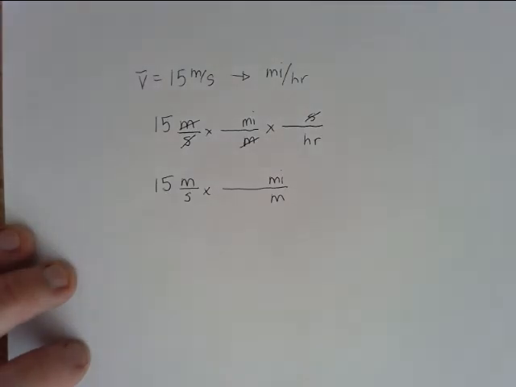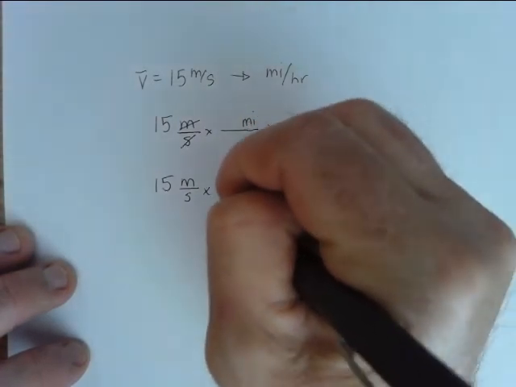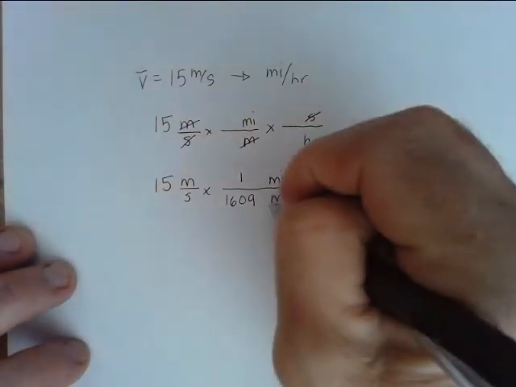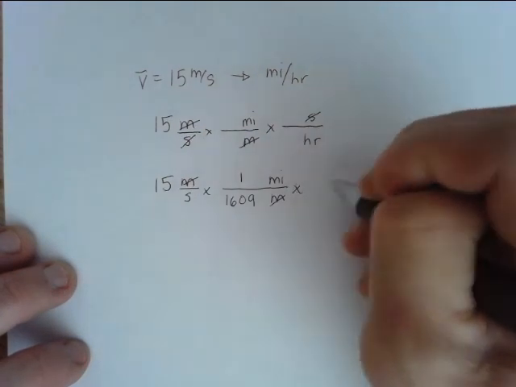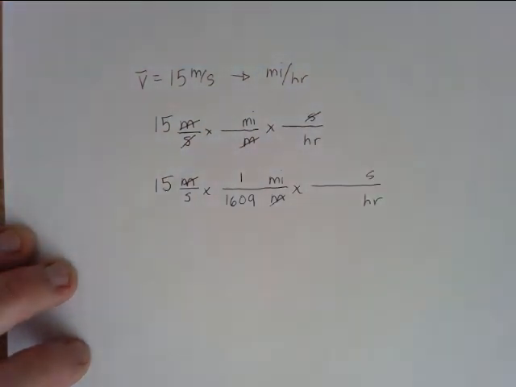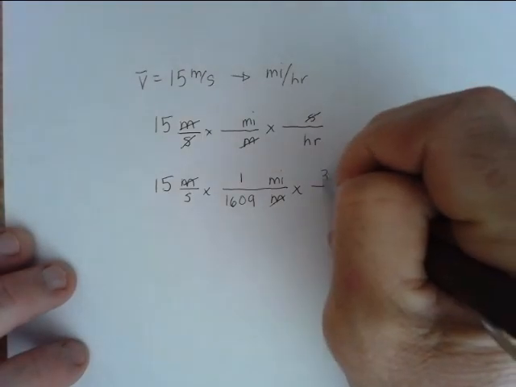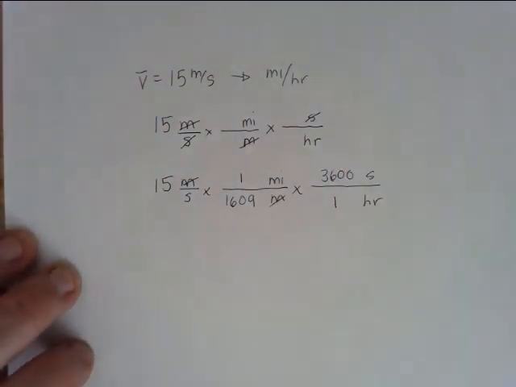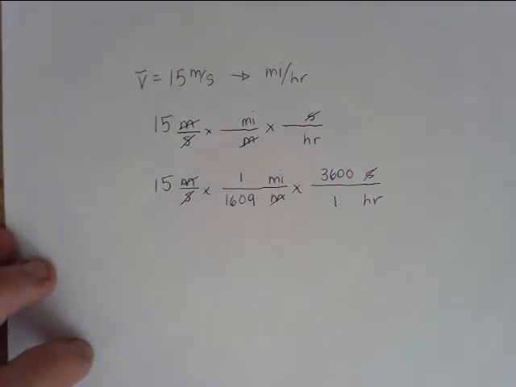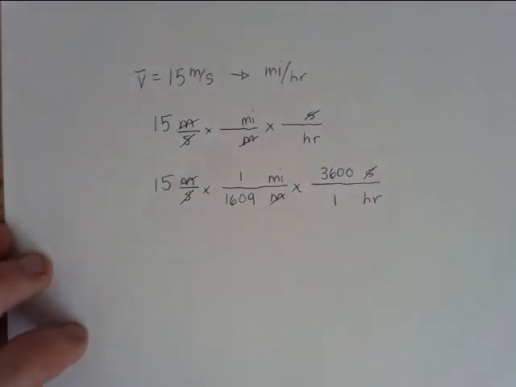Okay. I know that 1 mile is 1,609 meters. Okay, my meters will cancel. Then I'm going to multiply by the seconds to hours conversion. I also know that 1 hour has got 3,600 seconds in it. There's 60 seconds in a minute and 60 minutes in an hour. That will cancel out my seconds. And now when I'm all done, I'll have a number that is expressed in miles per hour.